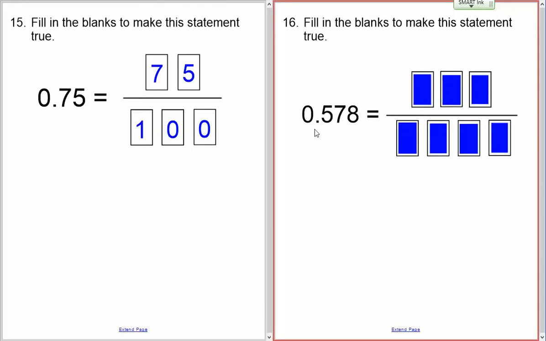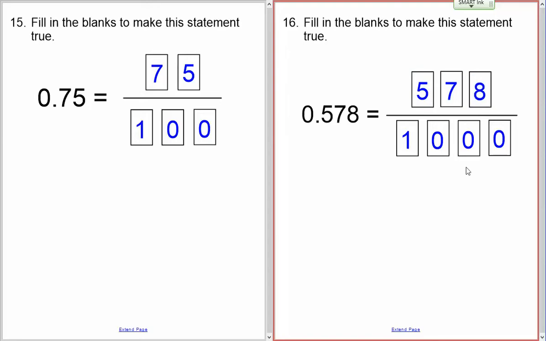All right, this is the same idea. This goes from the tenths place, the hundredths place is where the 7 is, the 8 is in the thousandths place, and then we'll just put 578 on top. There we go.